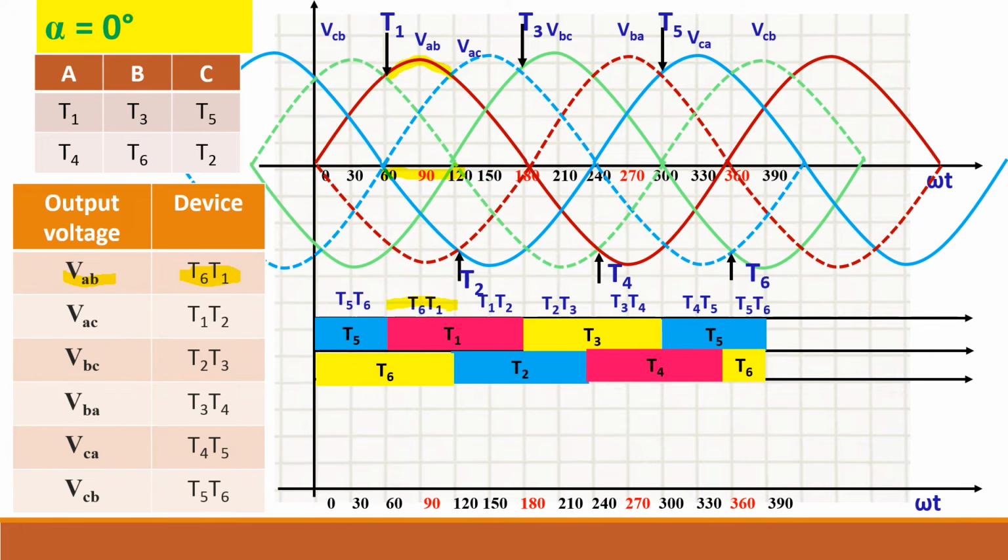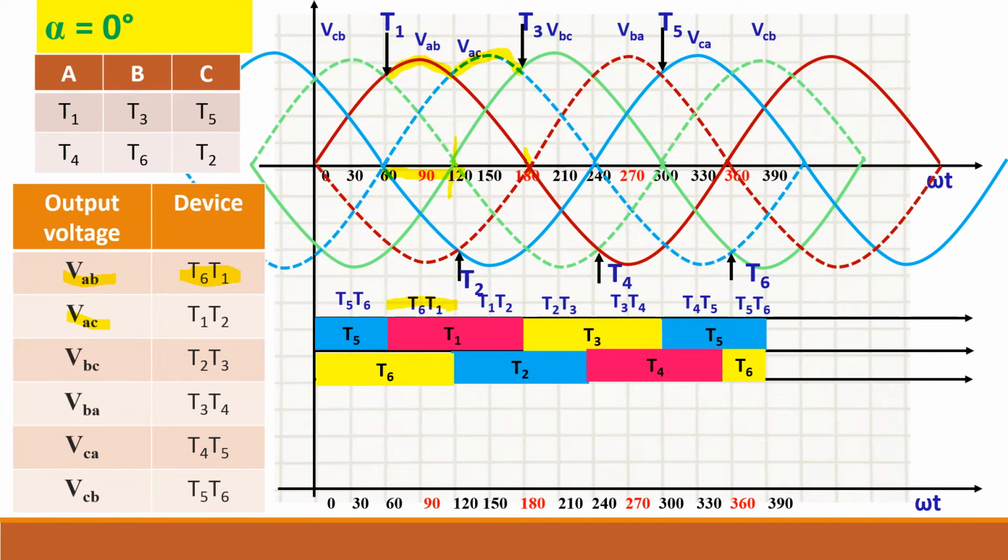Now when T1 and T2 conduct, the output should be VAC. So T1 and T2 conduct from 120 to 180. So during this period, we have to follow the VAC waveform. VAC is this blue color dotted line. So follow this waveform.